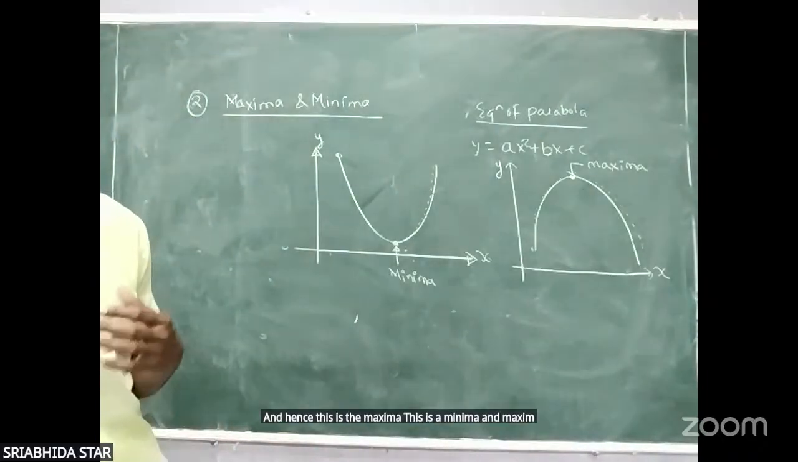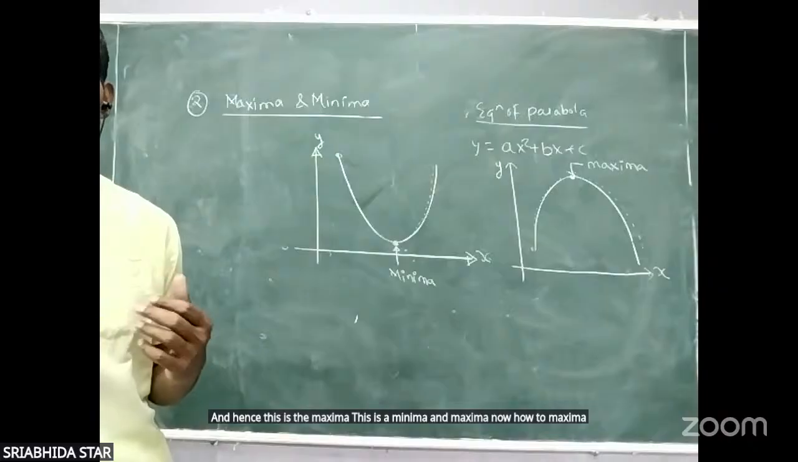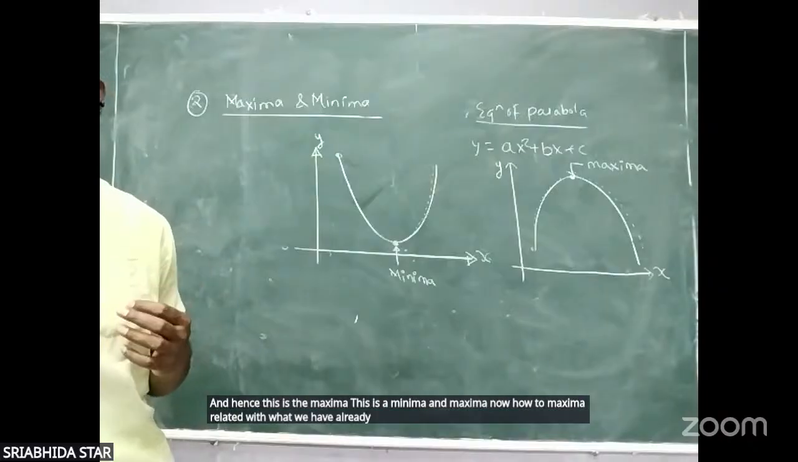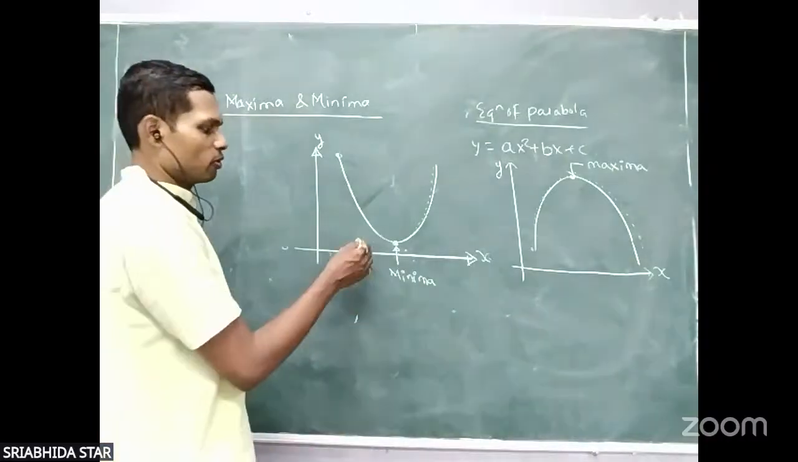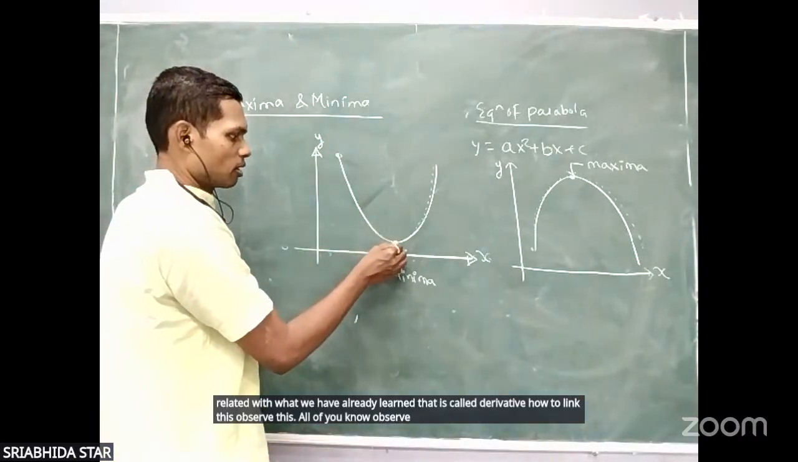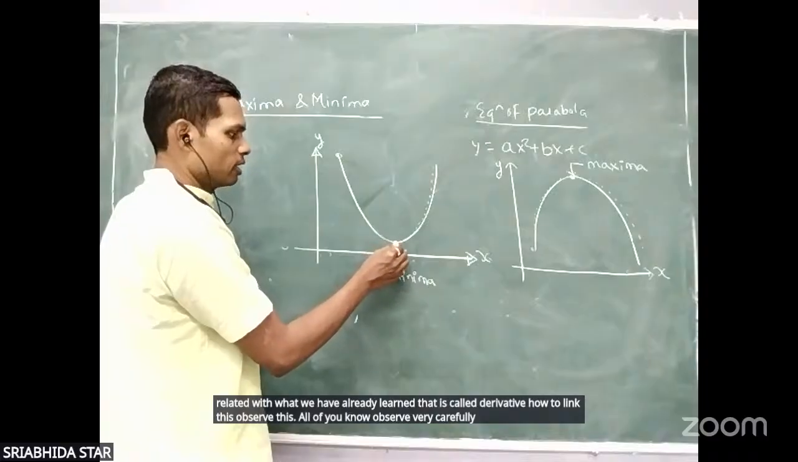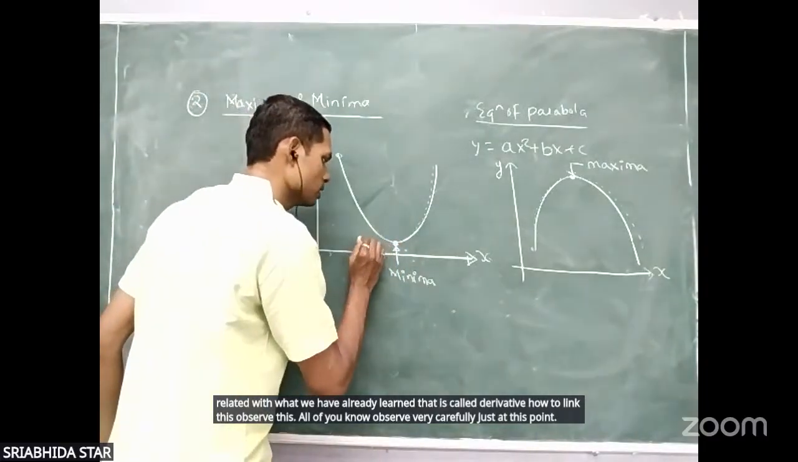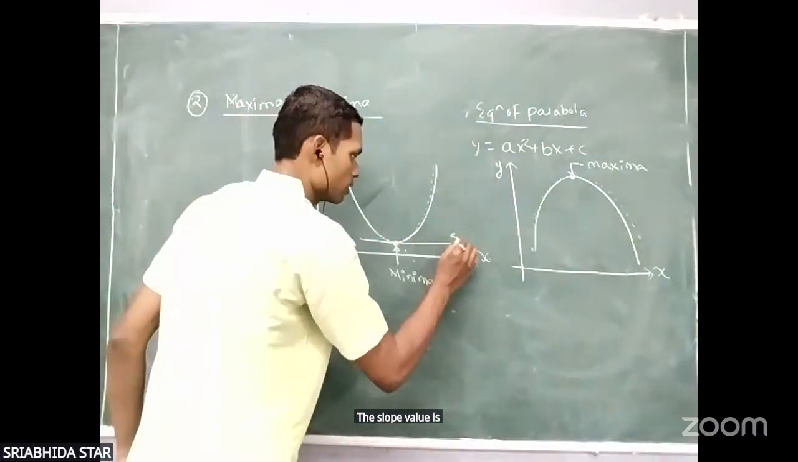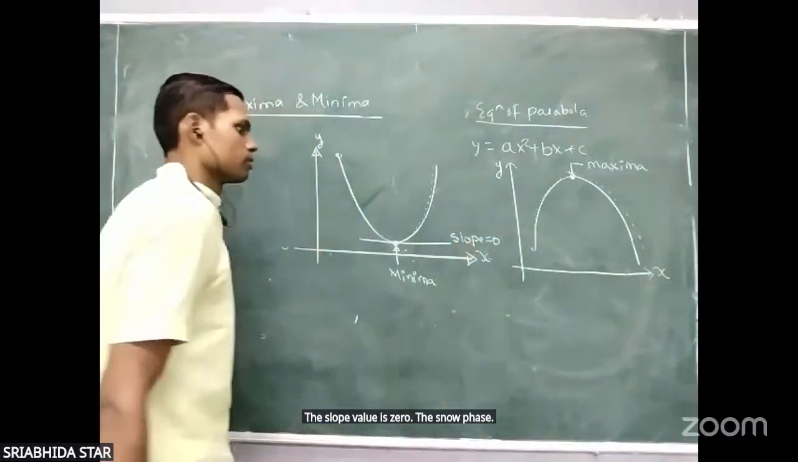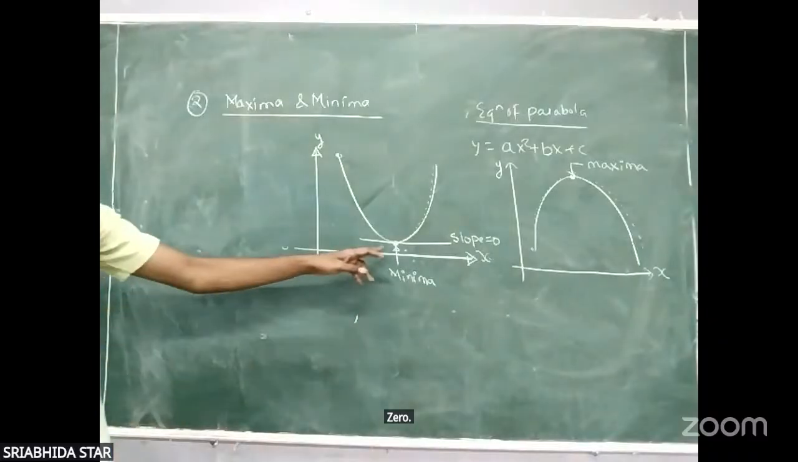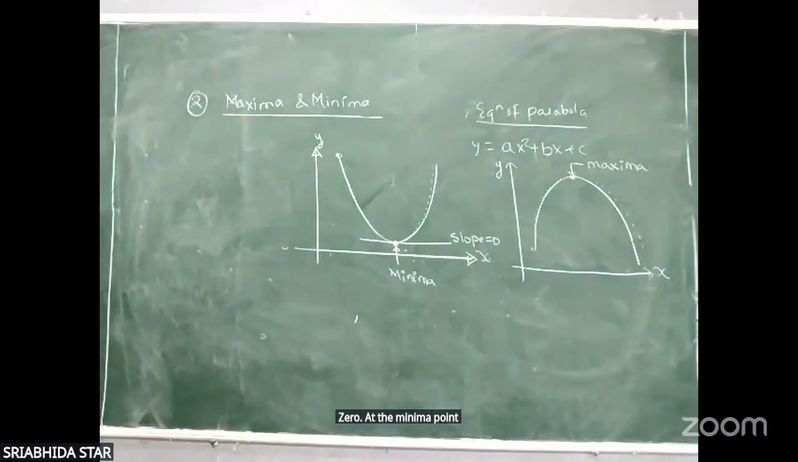Now, how to relate it with what we have already learned, that is, the derivative? How to link this? Observe very carefully. Just at this point, the slope value is 0. At the minima point, the slope is 0.